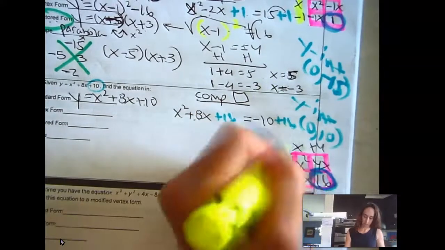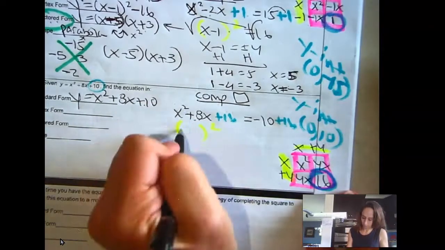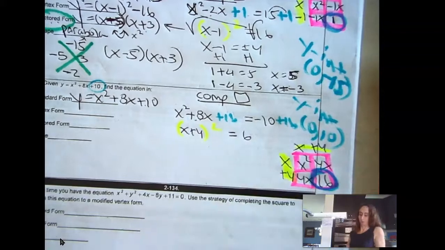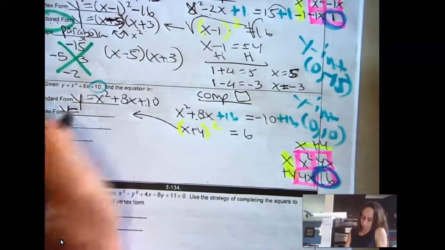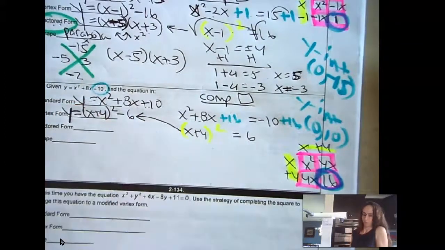Now in blue I put that, so take the 16, plus 16, plus 16. Then take this, which is (x plus 4) squared equals 6. Now I can go straight to vertex form. Some of you got this wrong before. You have to write y equals, and then move the 6 back over.